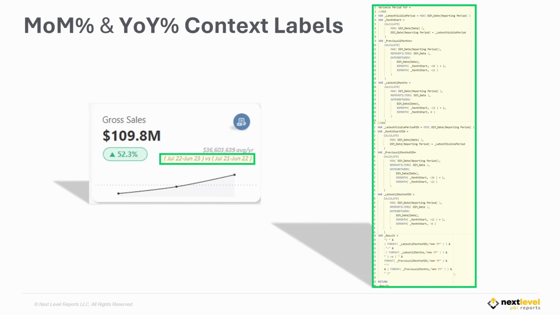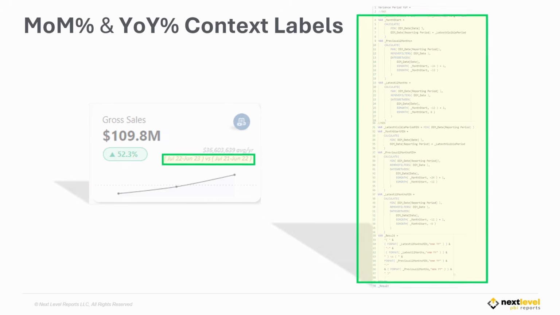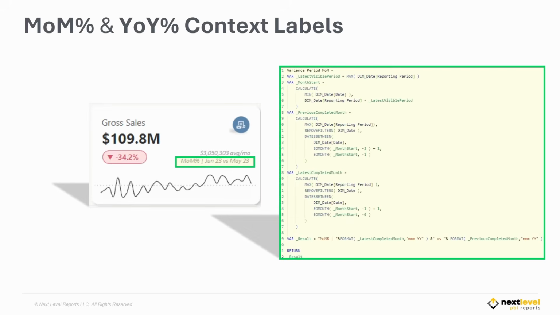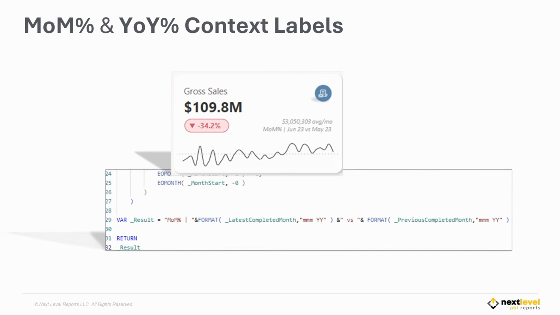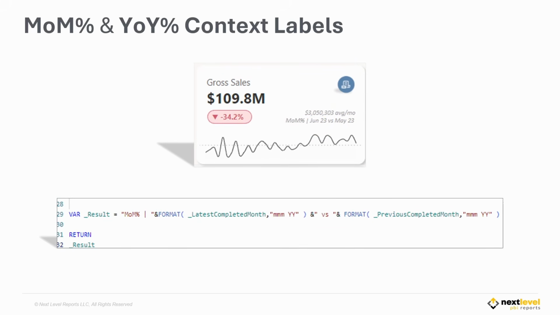It's a lot scarier looking than it actually is though, as you just saw. And here's our month-over-month percentage context label that I created. We have the same situation here though, where we simply string together the text and the values from the measure to generate our context label.